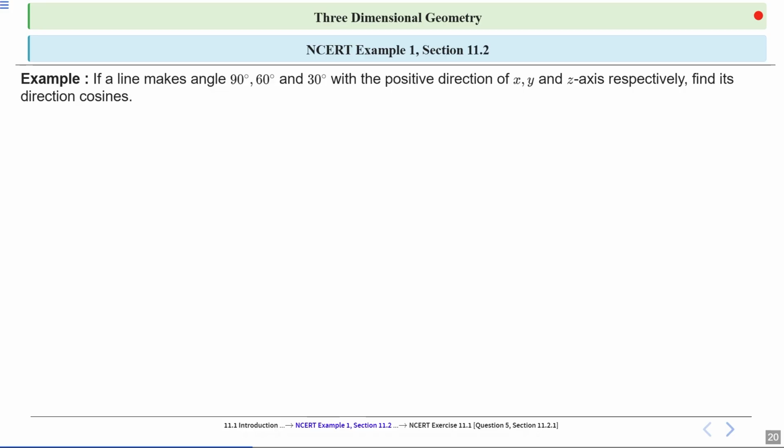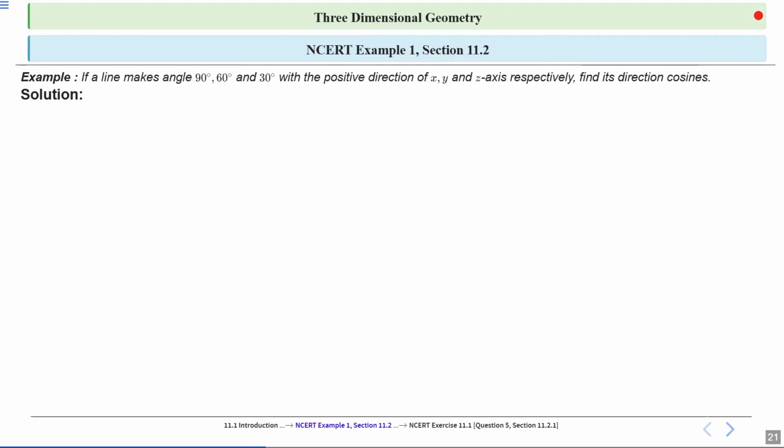Now let's look at example 1. In this example, we are given that a line makes angles 90 degree, 60 degree and 30 degree with the positive direction of x, y and z axis respectively, then find the direction cosines. So first of all, try it yourself, then see the solution. So let's solve this question step by step.